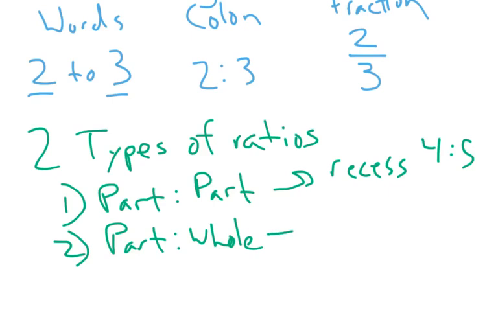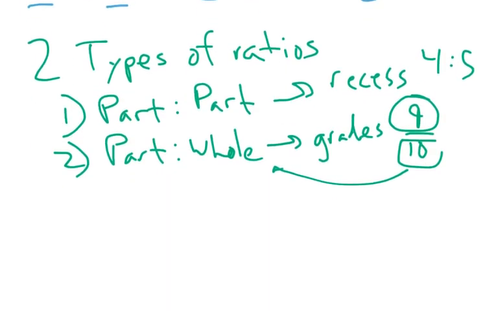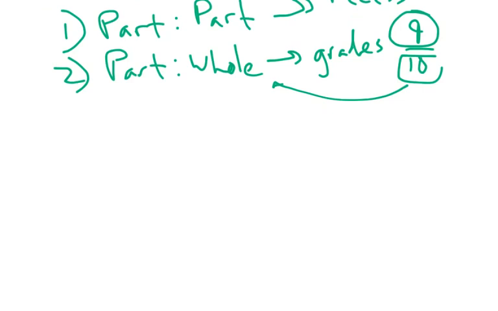But part versus whole, this is pretty much grades. So when you do something on a quiz or a test, let's say you get 9 out of 10, the 9 is the part that you got, but the 10 represents the whole. What I want to do is show you some examples of this.